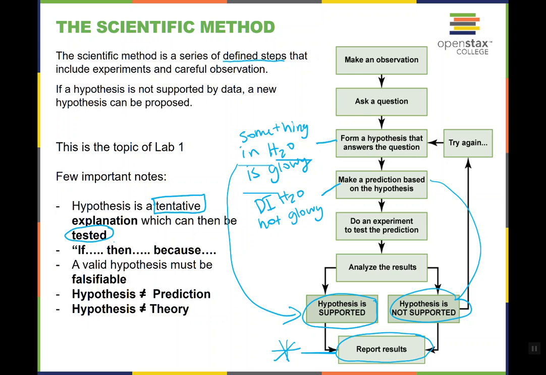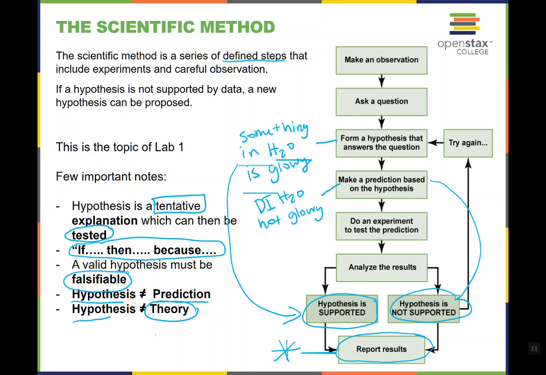So let's apply this to my water example. If water in some areas glows when struck or disturbed, then something in the water must be doing the glowing because other water doesn't glow. So a valid hypothesis must be falsifiable, meaning there is a way to test that hypothesis and to support or not support it. So a hypothesis does not equal a prediction. You can make a prediction about your hypothesis, but that has limited utility. And a hypothesis is also not a theory. A theory is way more powerful.